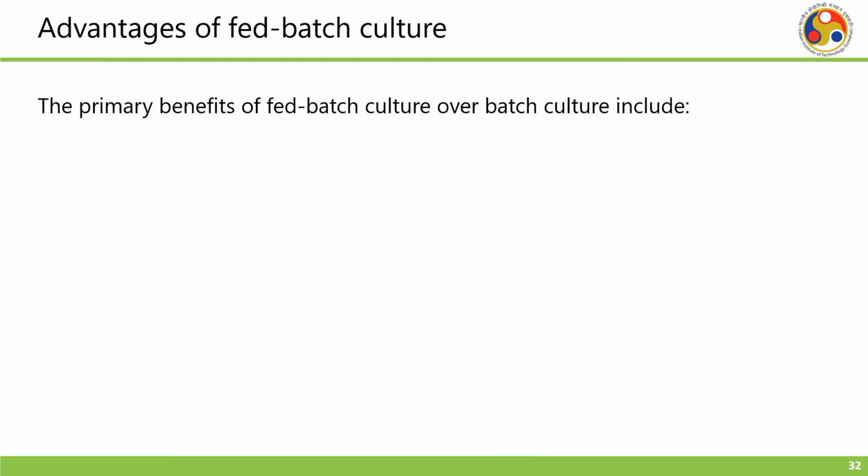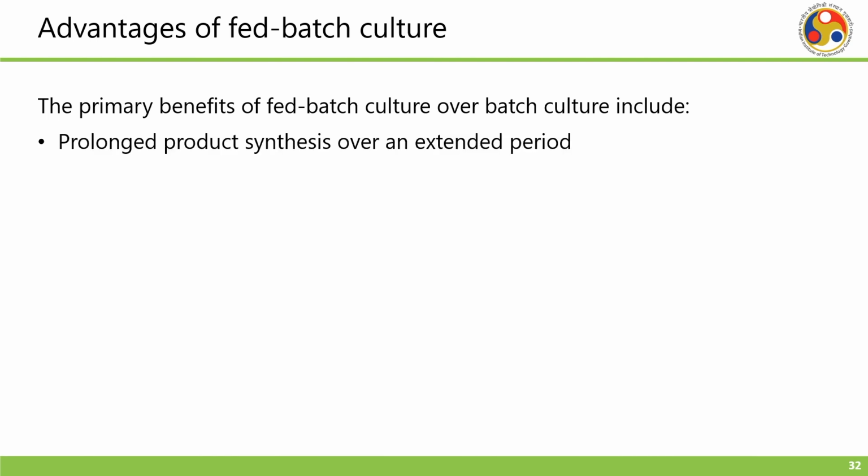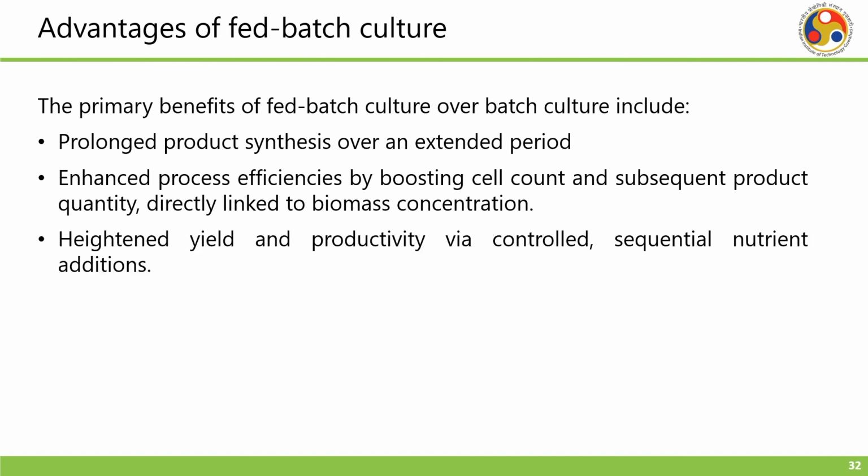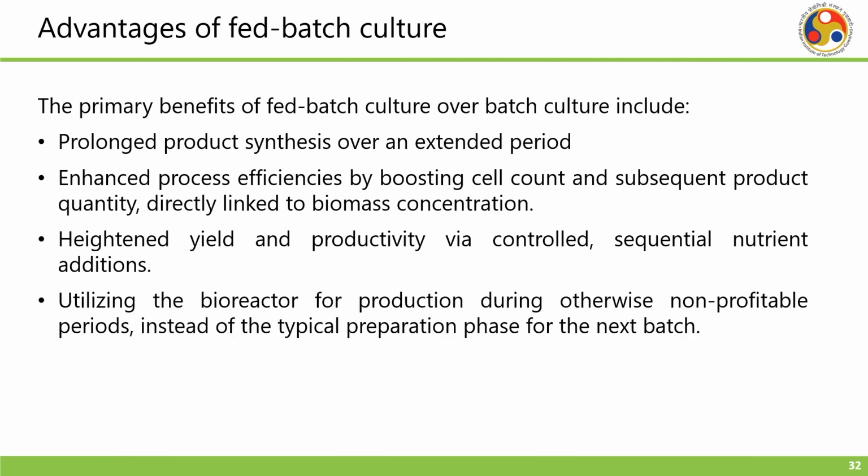What are the advantages of fed-batch culture? The primary benefits of fed-batch cultures over batch culture are prolonged product synthesis over an extended period, enhanced process efficiencies by boosting cell count and subsequent product quantity directly linked to biomass concentration, heightened yield and productivity via controlled sequential nutrient additions, and utilizing the bioreactor for production during otherwise non-profitable periods instead of the typical preparation phase for the next batch.